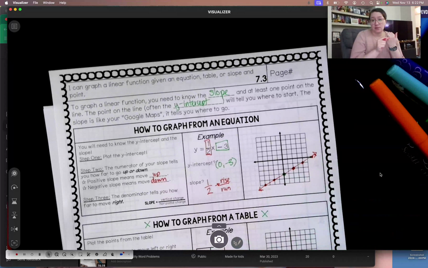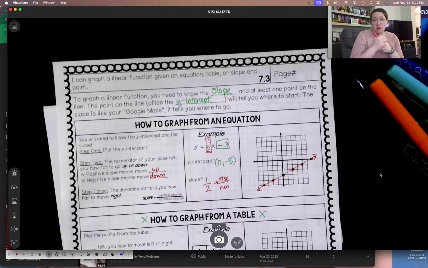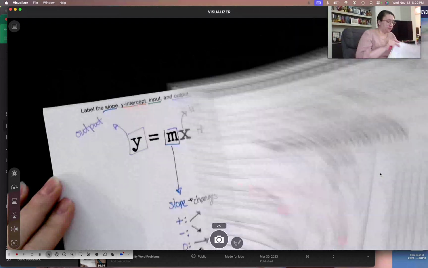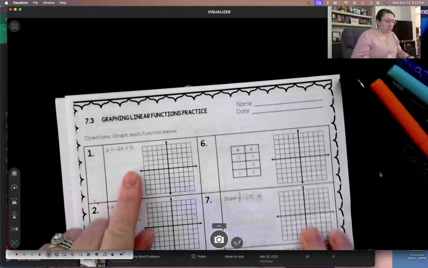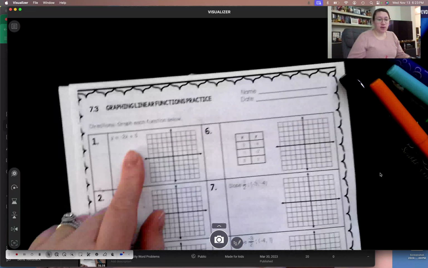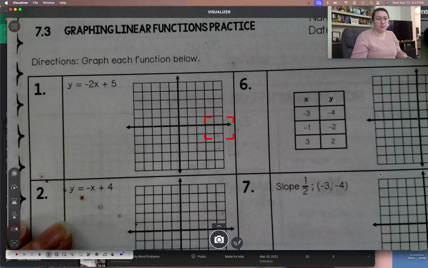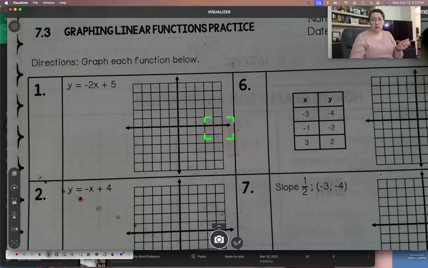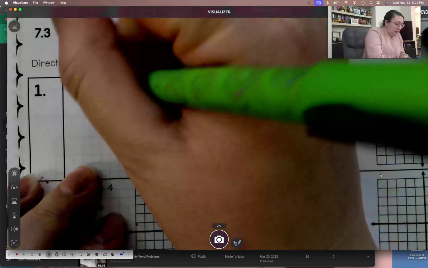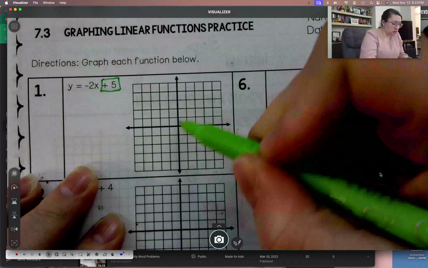Find your y-intercept, start there, and then move based on what your slope tells you. Let's try one more example together. Let's try this one. It says y equals -2x plus 5. Let's zoom in. So what are we starting with? What's our y-intercept? +5. So that's our first spot.